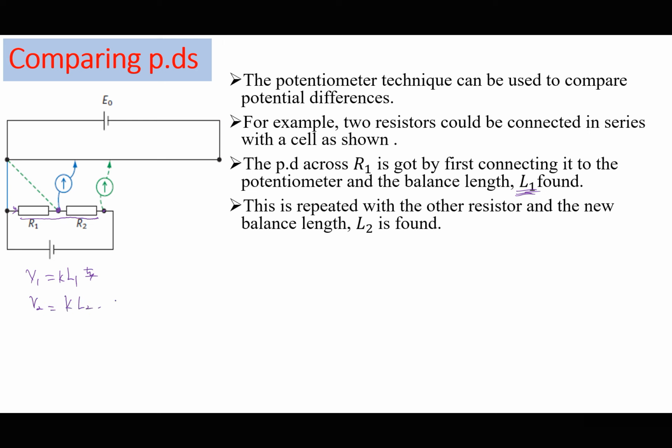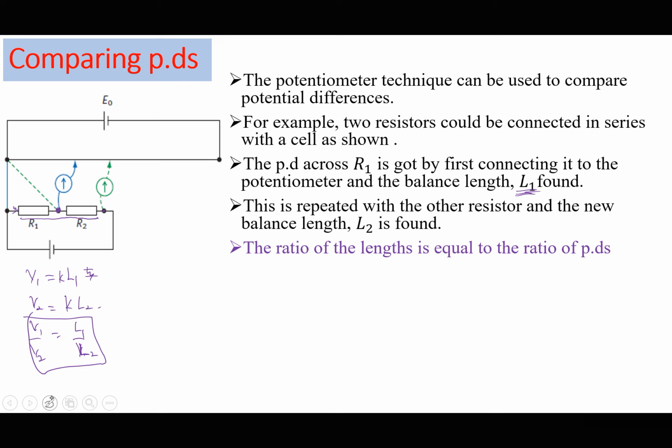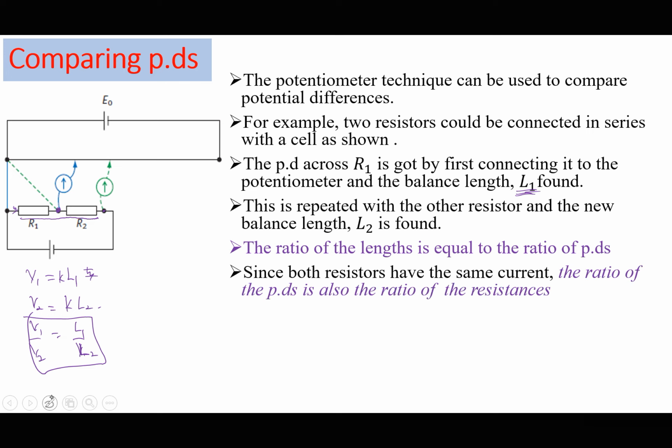Then I can compare the ratio of V1 divided by V2, which will be equal to L1 divided by L2. So the ratio of the PDs is equal to the ratio of the lengths. That's number one. Since both resistors have the same current, because they're in series, it also means that the ratio of the PDs is also equal to the ratio of the resistances.